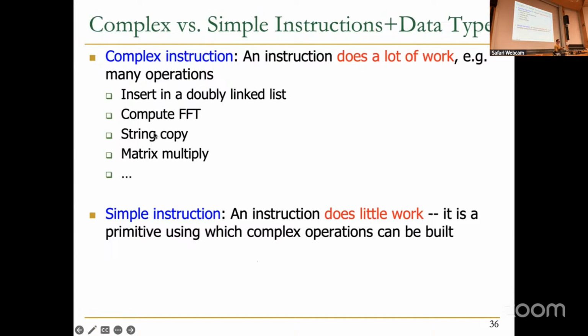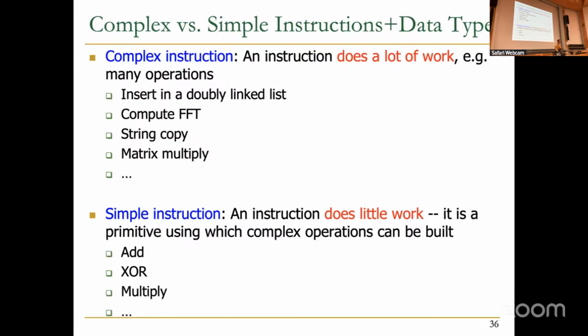You could, for example, have an instruction that copies one string to another. Or you could do that operation using loads and stores only. You could do fast Fourier transform, for example. Right? Simple instructions: an instruction does little work, but it's a primitive using which complex operations can be built.